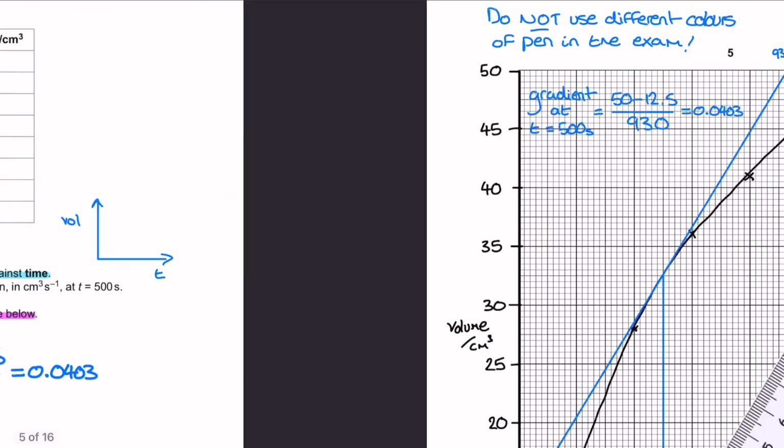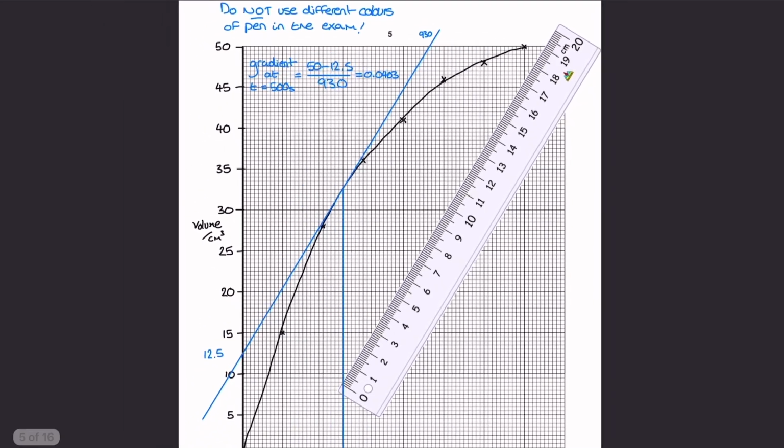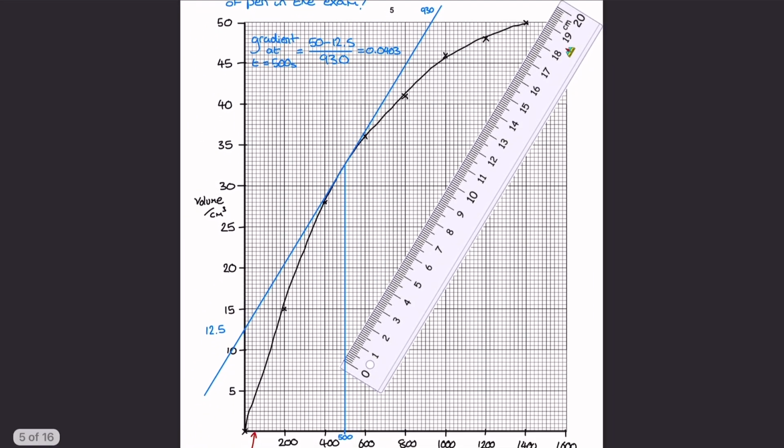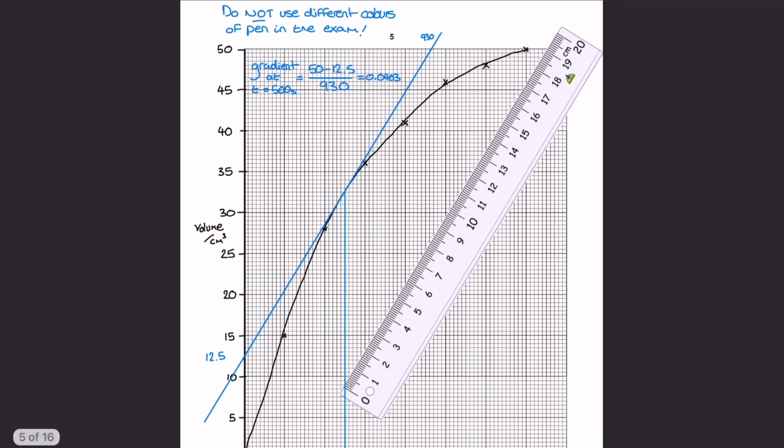So let's have a look at my graph. Try not to get overwhelmed because I know it's really good. So I've got the graph just here. Also, just a reminder, I'm using lots of different colours throughout this tutorial for my penmanship. Please make sure you don't use anything other than a pencil or a black pen in your exam, all right? And don't highlight your answers, okay?